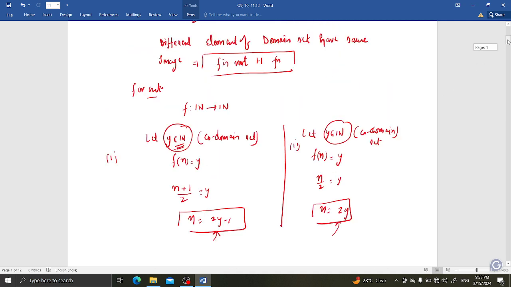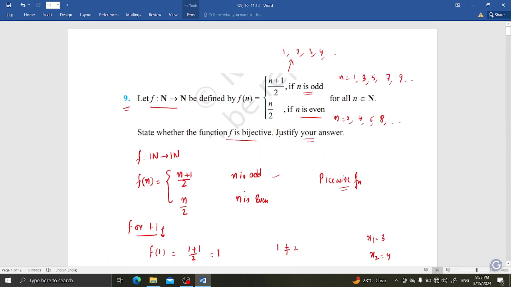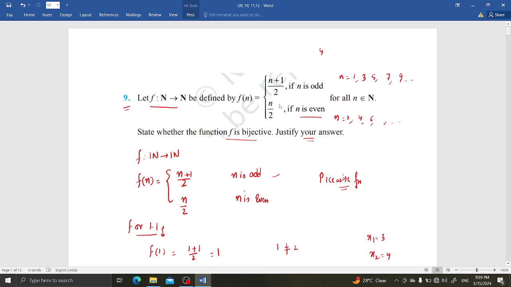Actually here, in my opinion, there is no need to check onto function. Why so? Because we already proved here that f is not a one-one function. If f is not a one-one function, then f is not a bijective function. So here we can mention that no, it is not a bijective function, hence proved.